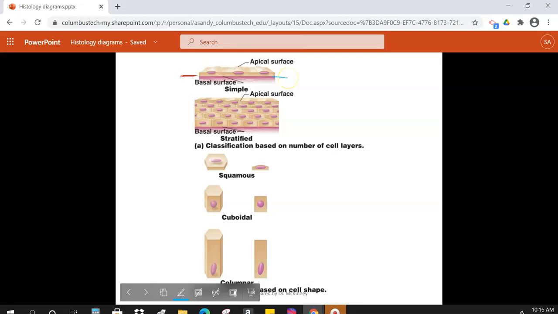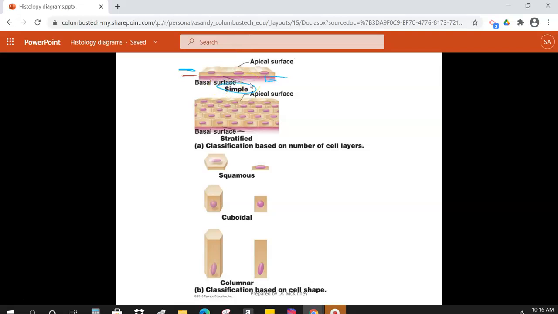So this pink purplish area, that's connective tissue, and that is going to be connected to the basal surface of the overlying epithelial tissue. Then we have stratified. So this is just one cell layer. So just one cell layer. So that would be an example of simple.